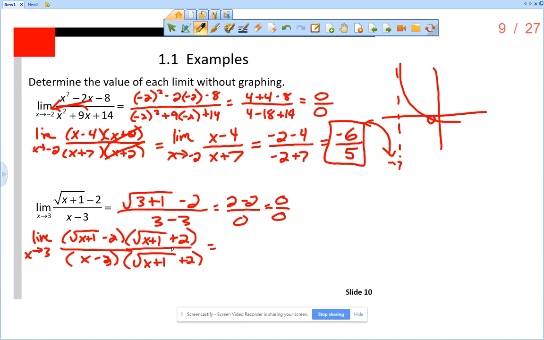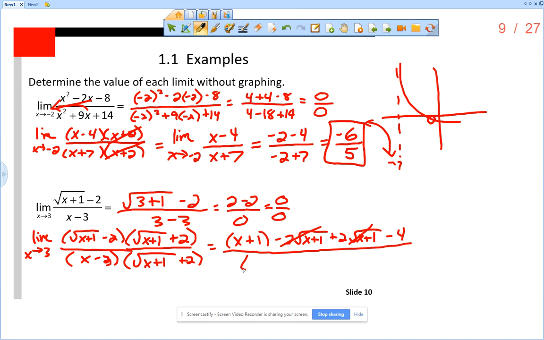So now we want to multiply out the numerator. If I do that, I get the square root of x plus 1 times the square root of x plus 1, which is simply x plus 1. Now, when I multiply conjugates, I get minus 2 times the square root of x plus 1, and then I get plus 2 times the square root of x plus 1. Those are always going to subtract out. Then I get minus 2 times 2, which is minus 4. All divided by. Now, I do not want to multiply out the denominator.